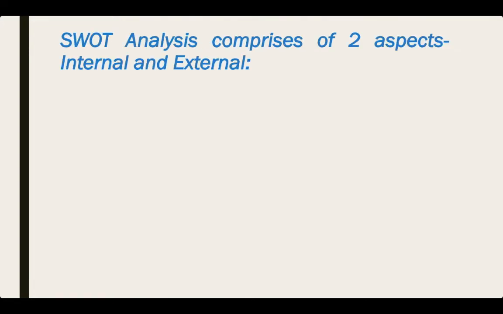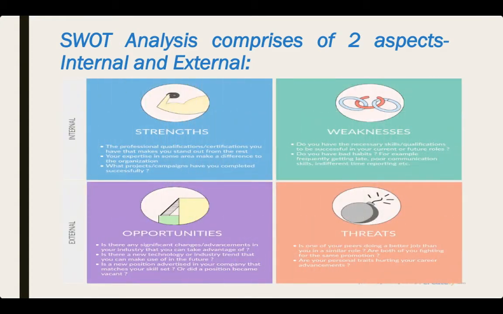SWOT analysis comprises two aspects, the internal aspects and the external aspects. The internal aspects are our own self. The external aspects mean the external environment where we exist. The internal aspects are the strengths and the weaknesses. The strengths can be our qualifications, our skills, our knowledge, which is unique or different from others where we exist. The weaknesses are something we are deprived of or which we don't have in order to acquire our future or current goals or roles. It can be a bad habit also.